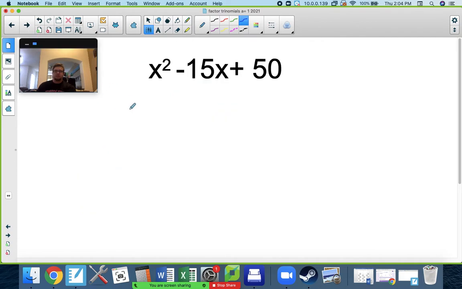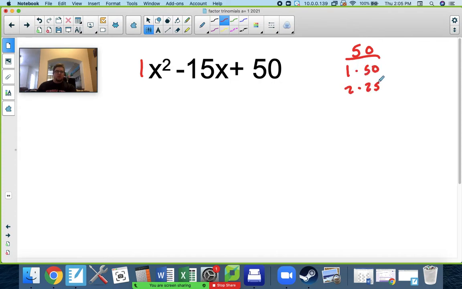Let's try it again. This time we'll have a negative in place, so we're going to have to deal with that a little bit. So we're going to take 1 times 50. That's 50. Well, I skipped a step. Check for greatest common factor. 15 and 50 share a 5, but the x squared doesn't, so we cannot take it out. So that's when we can move on. So I have 1 times 50, I have 2 times 25, I have 3 doesn't work, 4 doesn't work, 5, and 10 is the last one.